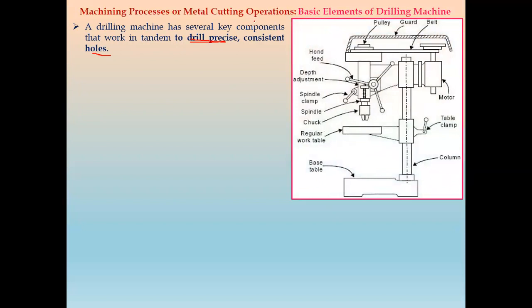This is one of the drilling machines in which the different components or basic elements are shown in this figure. This is called the base part, or base table. Then this part is the column of the machine. This is the table clamp, with the work table on which we fix the workpiece. Then we have the chuck, that is the drilling chuck, where we can fix the drill bit or drill tool. Then we have a spindle, then spindle clamp, and depth adjustment that can be done by using this.